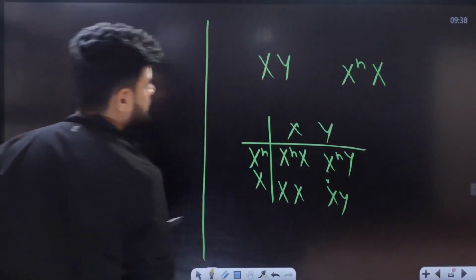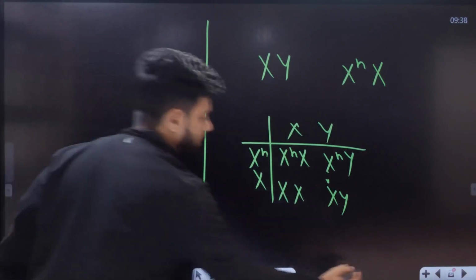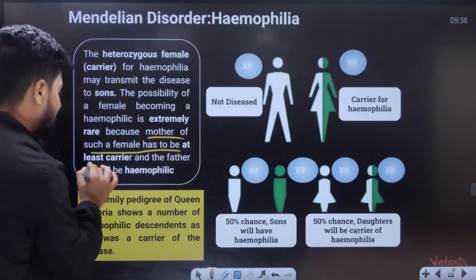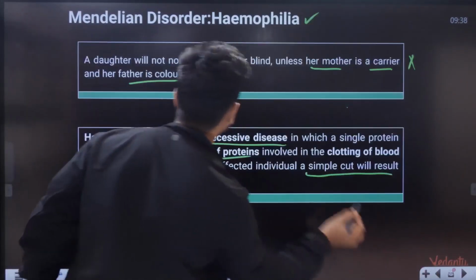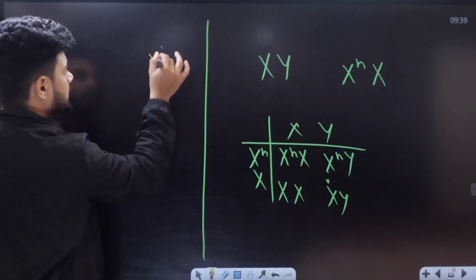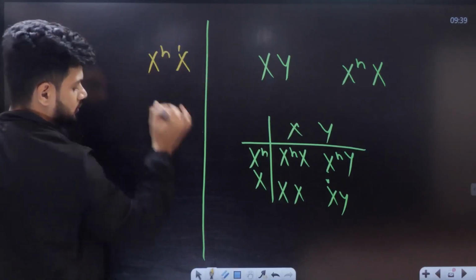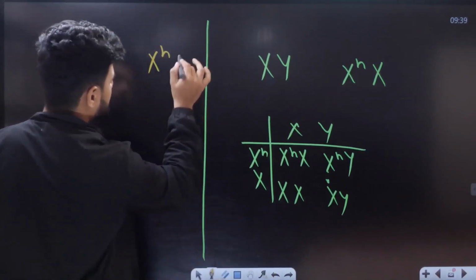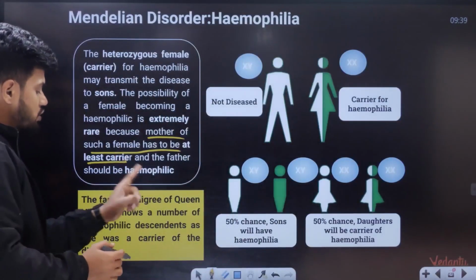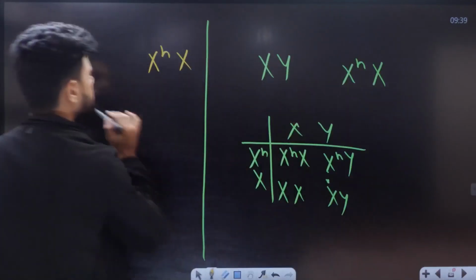If the female has to be hemophilic, then what is the possibility? The female has to be a carrier, and the father has to be hemophilic.